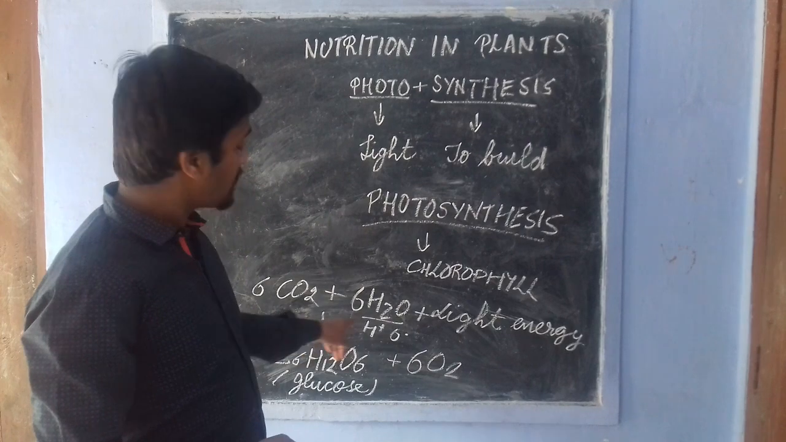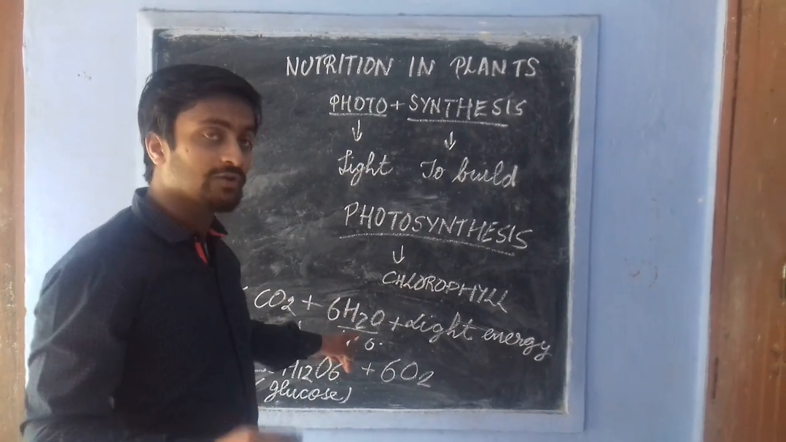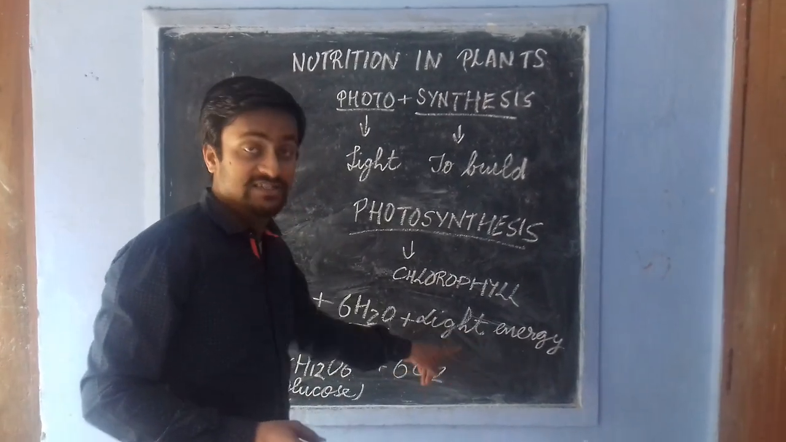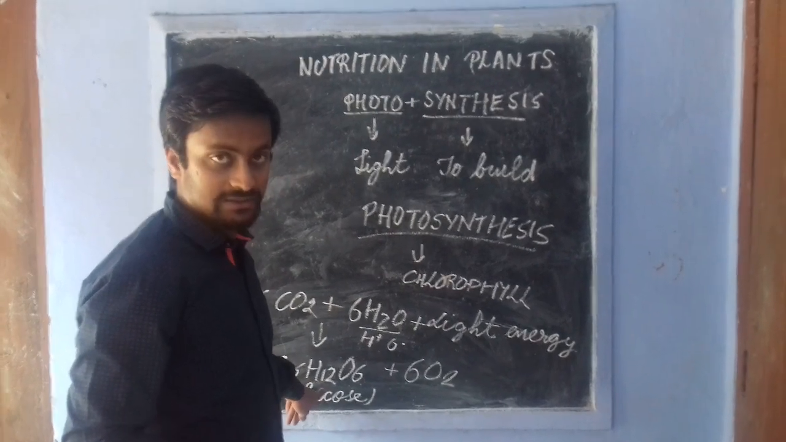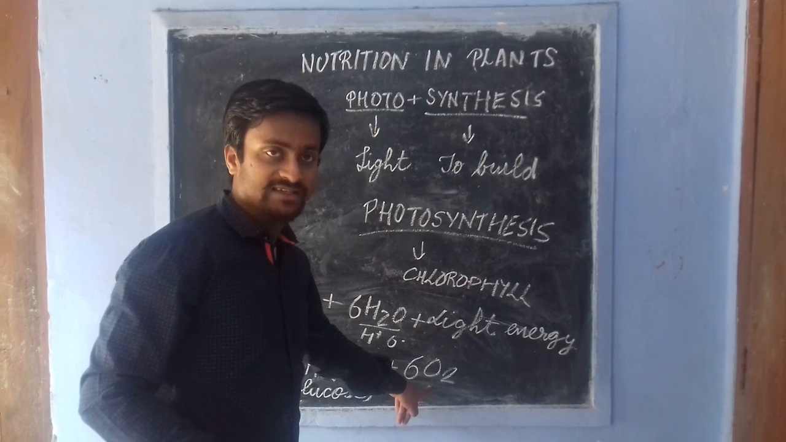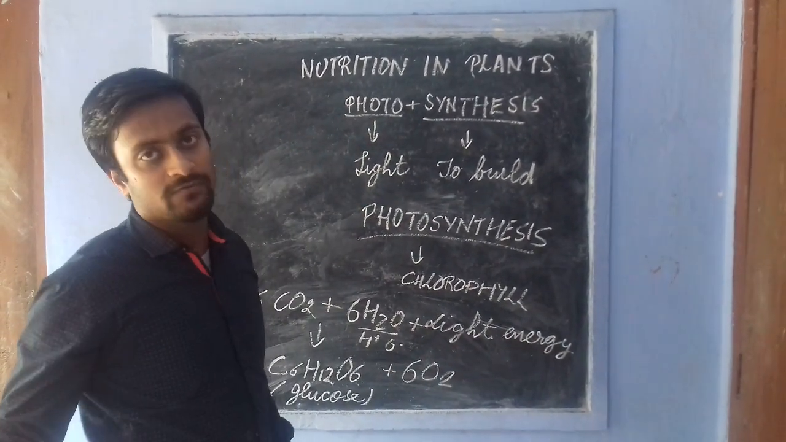This carbon dioxide, which is taken up from the atmosphere, from the air, combines with the water which is taken up from the soil, and with the help of light energy, sunlight energy, is converted into glucose, and oxygen is produced as a byproduct. So this is overall the process of photosynthesis.